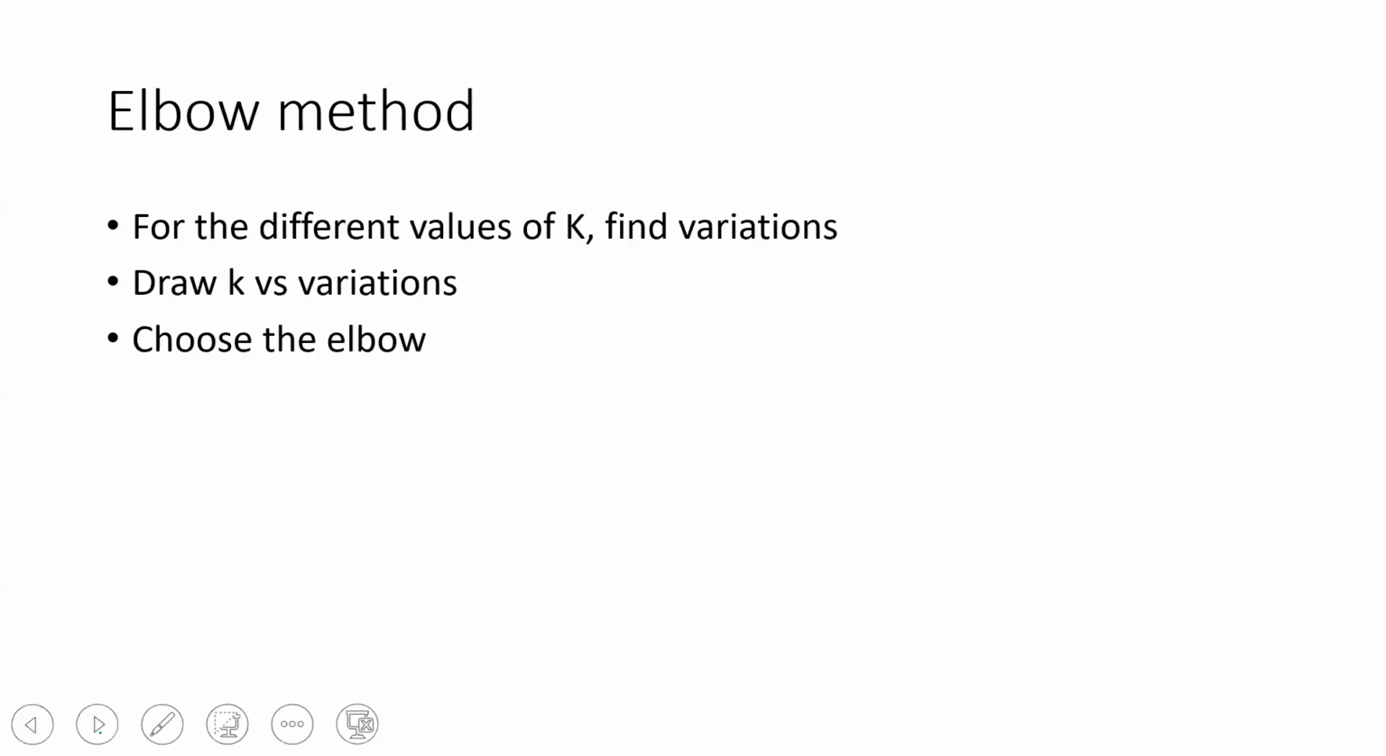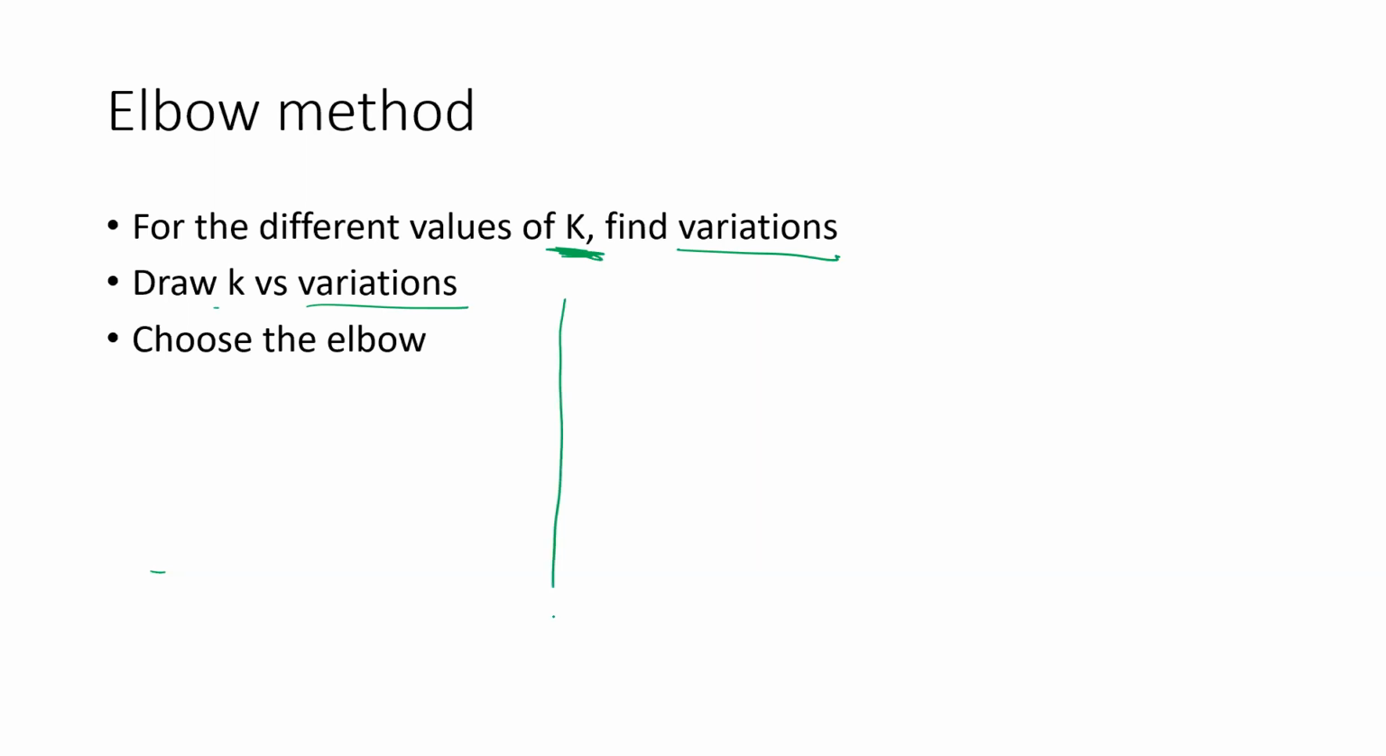So let's look at this. What you do for the elbow method is, for different values of k, you start with random numbers. Generally, k starts with the root of the number of examples. I'm not sure about this, please cross check this one. So you randomly start with a k, you find the variation, then you choose another k, you find the variation, and draw k versus variation.